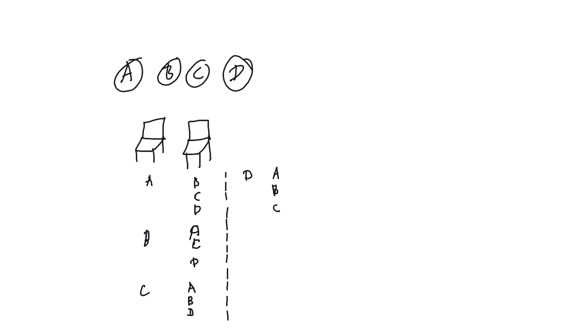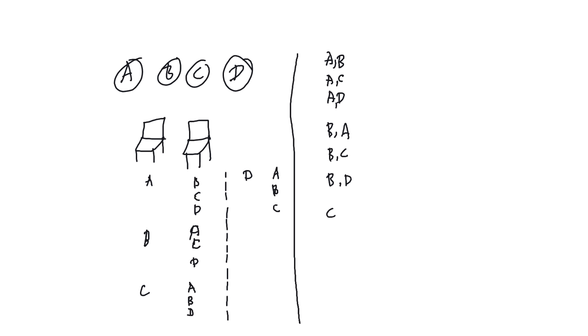So the arrangements for the first chair and second chair are A, B; A, C; A, D; and then B, A; B, C; and B, D; C, A; C, B; C, D; D, A; D, B; D, C.